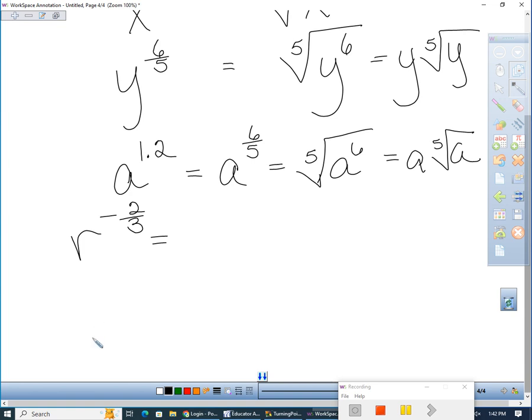Well, careful. Tell me about a negative exponent. Where does it actually move to? To the bottom. A negative exponent moves us to the bottom. So this technically is 1 over r to the positive 2/3. Then I need to rewrite that as 1 over r to the power inside a cube root. Oh, but what's wrong with that?